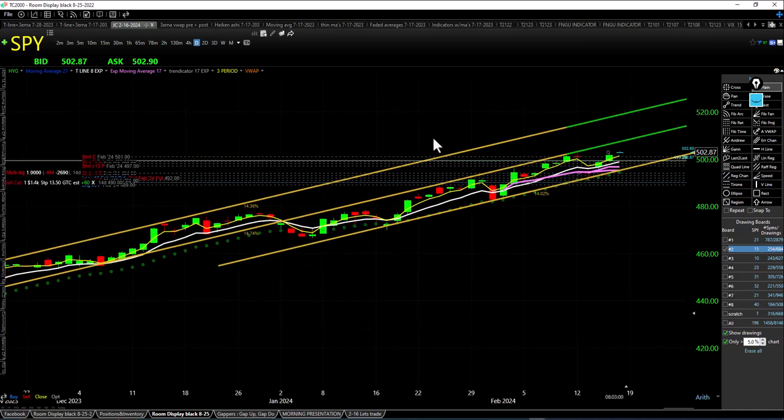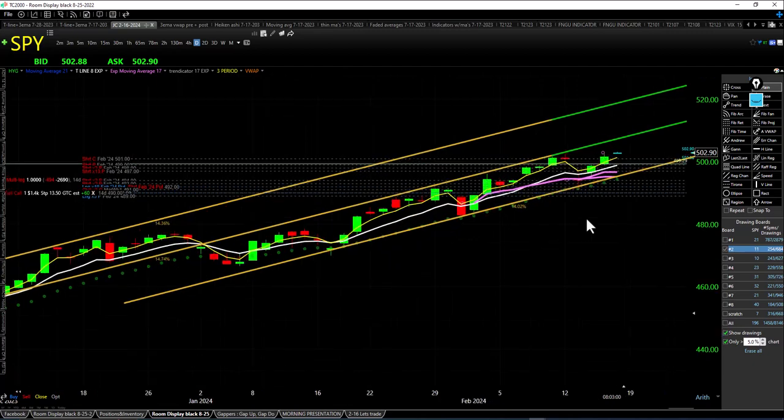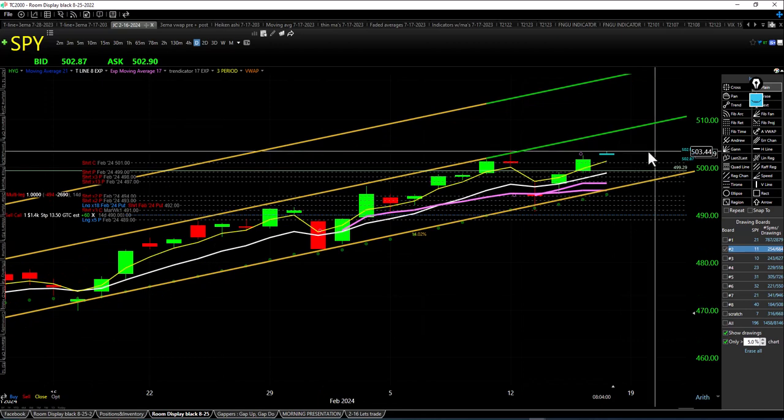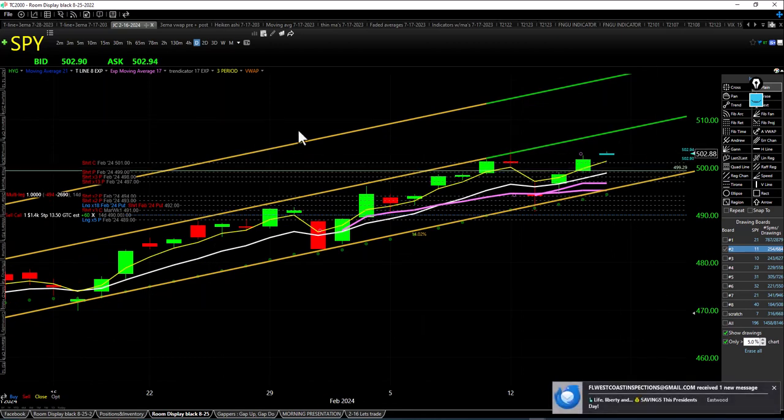Go back to SPY. SPY's in the channel. Here's the channel right through here. Notice we came down here and spiked the lower side of the channel a few days ago. Now we're back up here recovering. We're back up here at the top of the channel where we spiked the new all-time high. So we're getting up there. We're leaning on those all-time highs. So we'll see what happens.